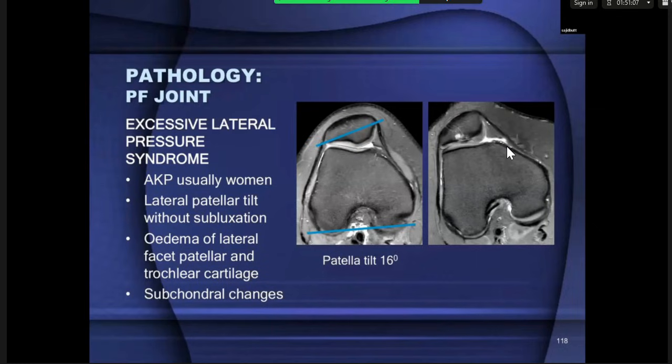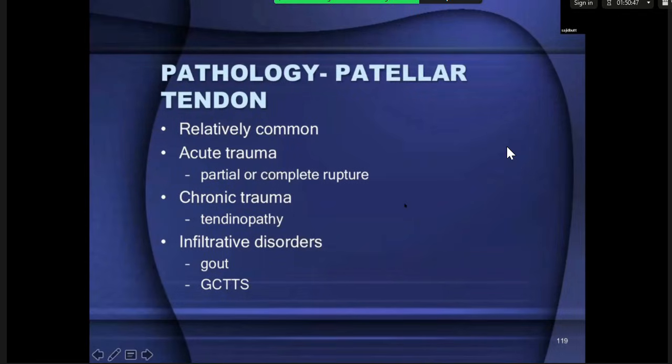Another not uncommon issue, particularly in young women, is patients who present with anterior knee pain. These are the patients who have got an excessive lateral tilt of the patella, and they've got advanced chondromalacia of the lateral patellar surface, and they present with edema of the lateral aspect of Hoffa's fat pad.